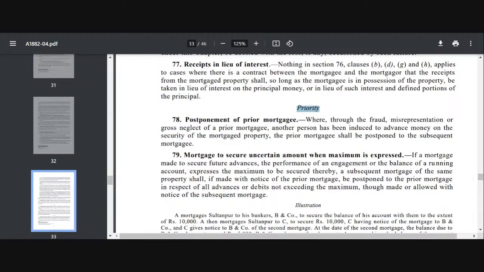पहले भी बताया था. Qui prior जो section 48 में था. Qui prior est tempore potior est jure. But section 78 is not dealing with the rule of priority. It is an exception to the doctrine of priority.